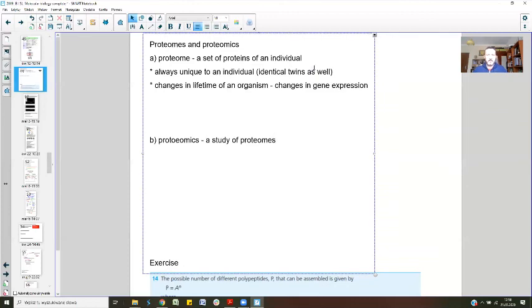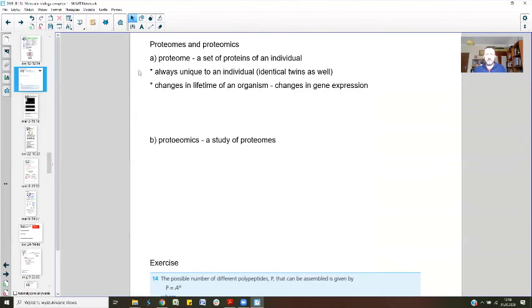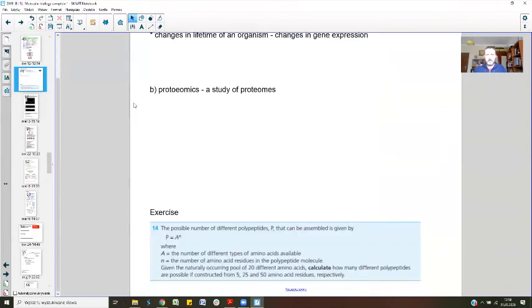At the end, I have an exercise for you, and please submit this answer when you do your homework. The possible number of different polypeptides can be estimated by P equals A to the power of N, where A is the number of different types of amino acids available, and N is the number of amino acid residues in the polypeptide molecule.